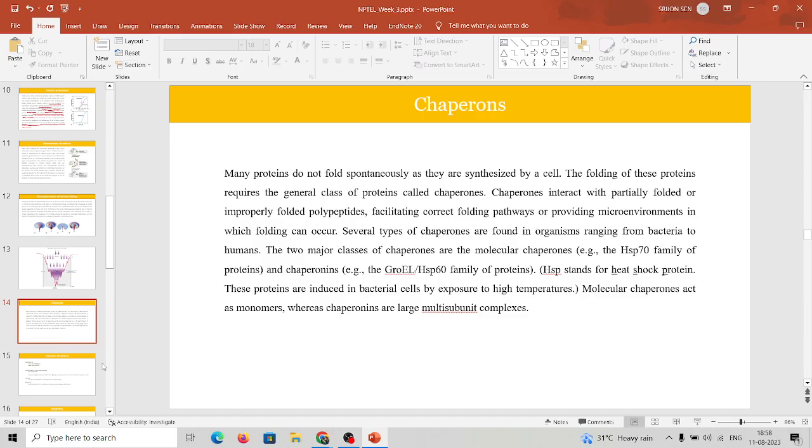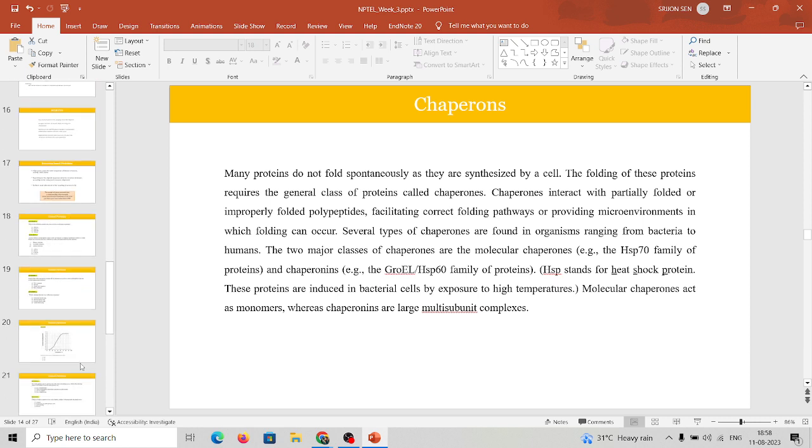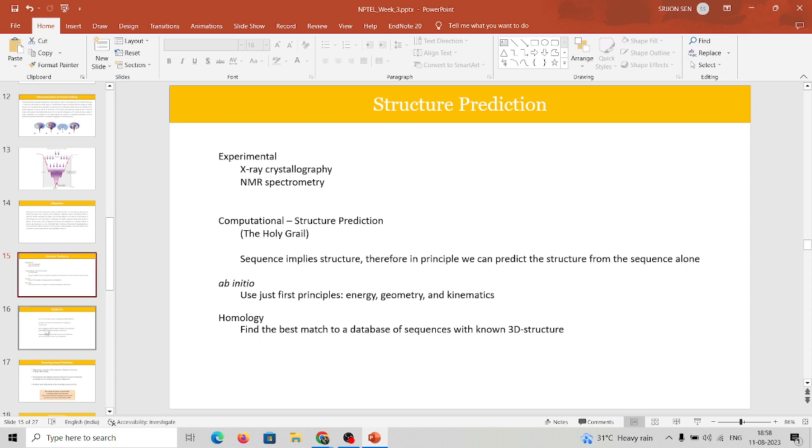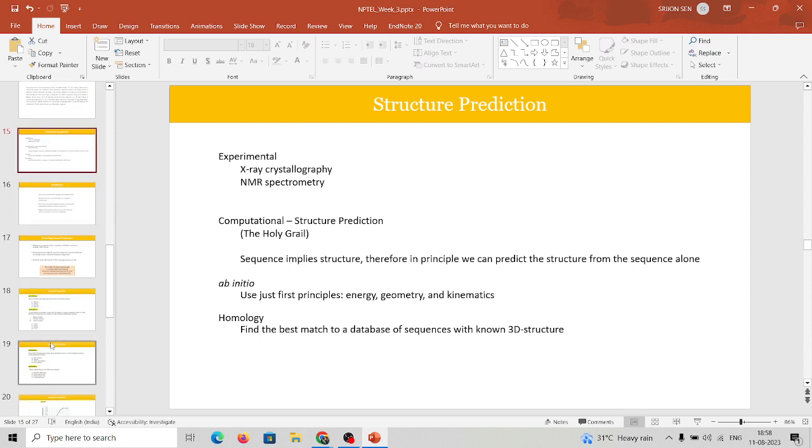After the 5 minutes of break we would be talking about the protein structure determination, and after the structure determination we can discuss questions. I have 3 more lecture slides to discuss, and then we can discuss the question answers.